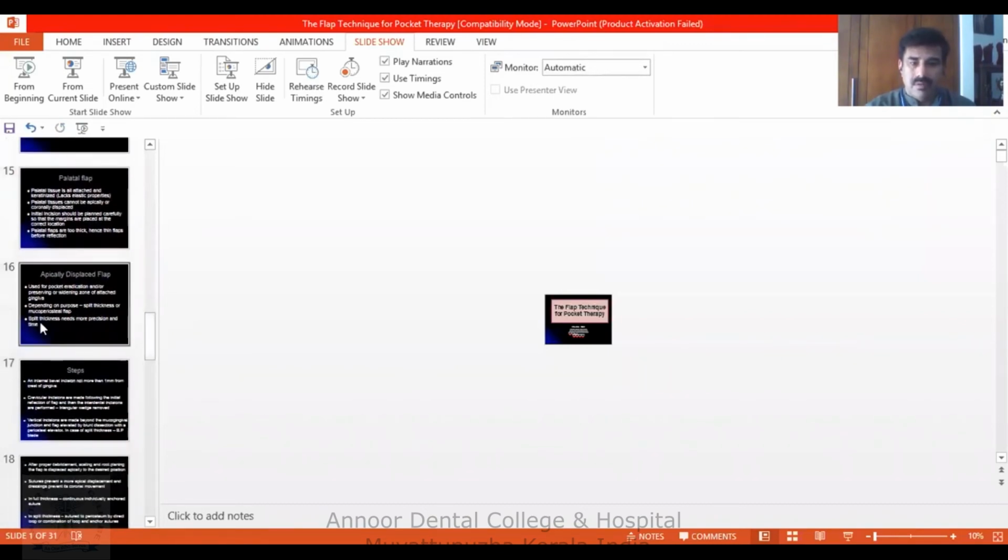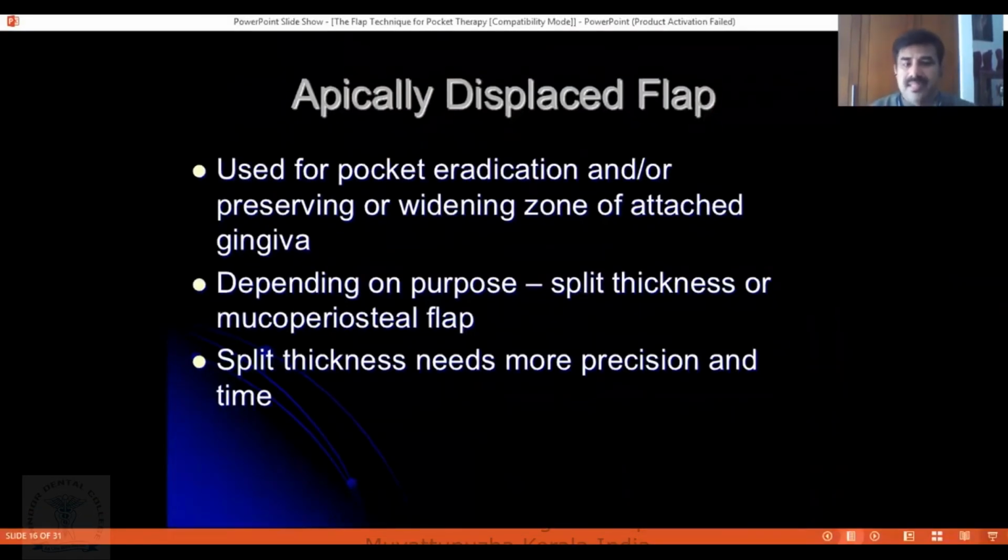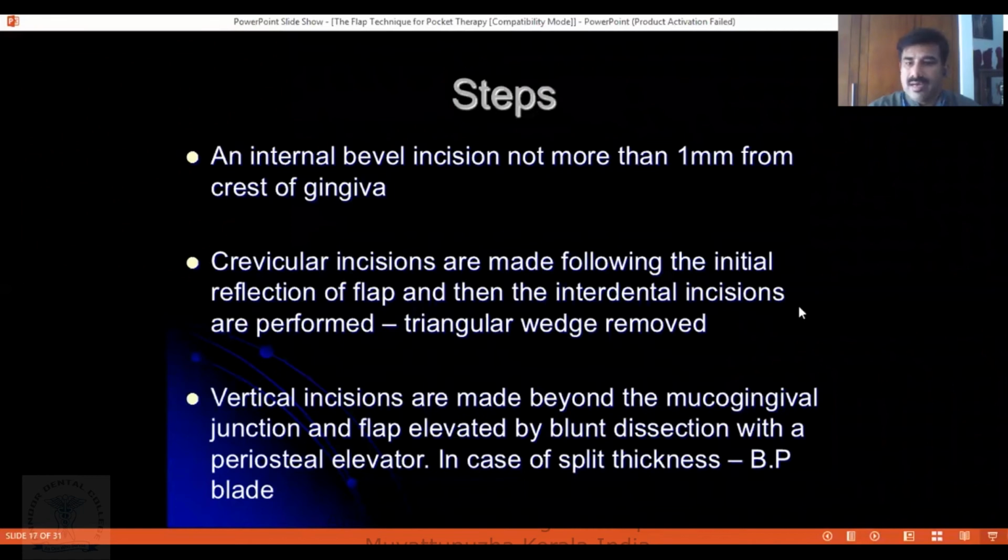Okay, this is our slide. We're discussing the apically displaced flap. The split thickness flap needs more precision and time, as I was discussing earlier. The steps for an apically displaced flap are almost similar to an internal bevel flap, or a modified Widman flap. The only thing here is that you have to give vertical incisions on either side so that you can release and apically displace the flap.